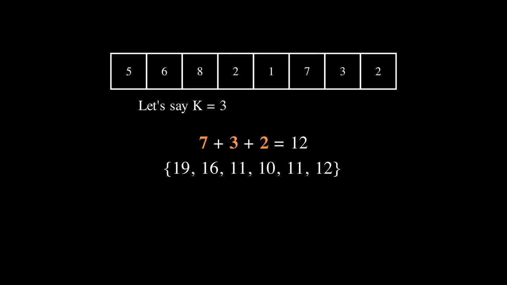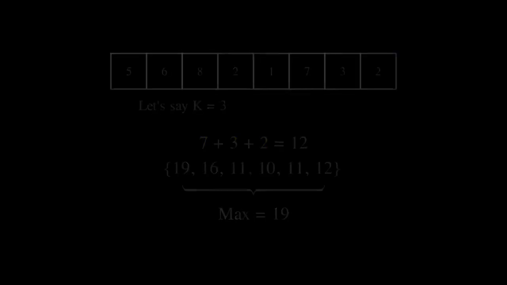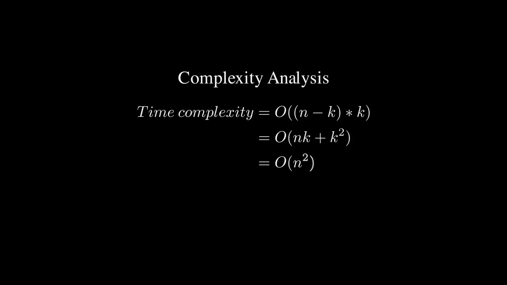Now finding its max, we receive a result of 19. So we know that the maximum subarray sum of size k is 19. Now for complexity analysis, the total complexity is O(n^2).